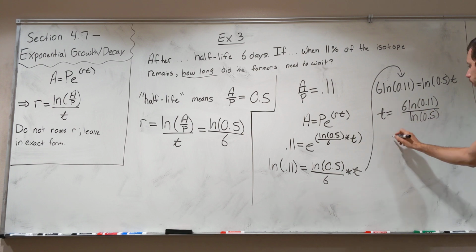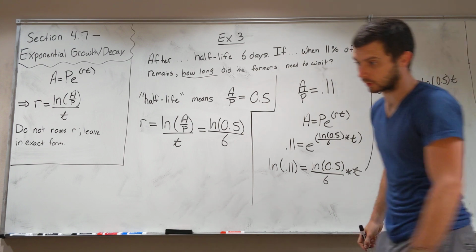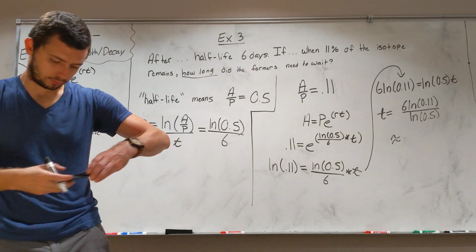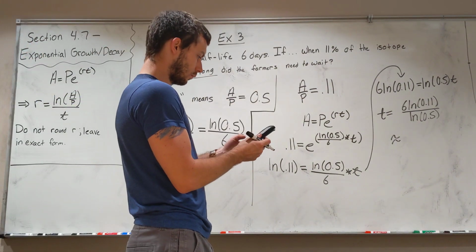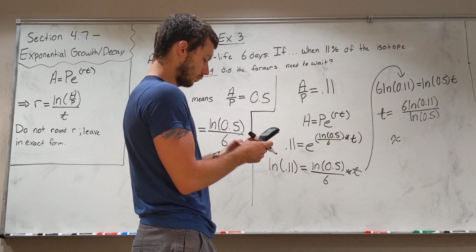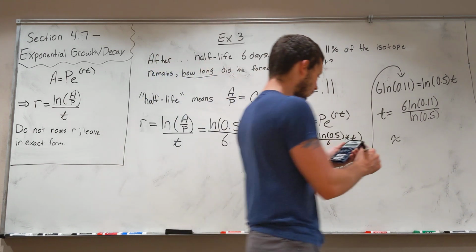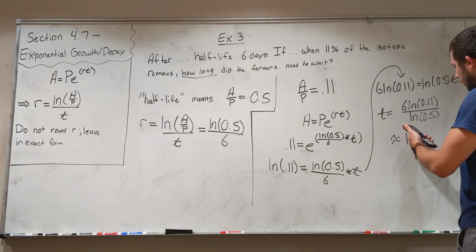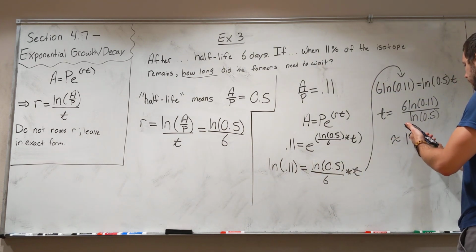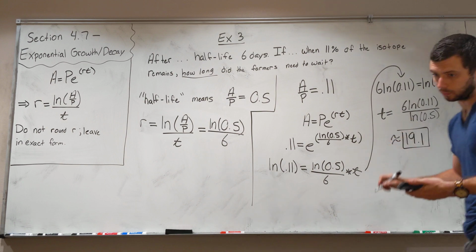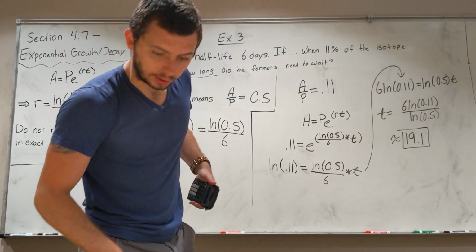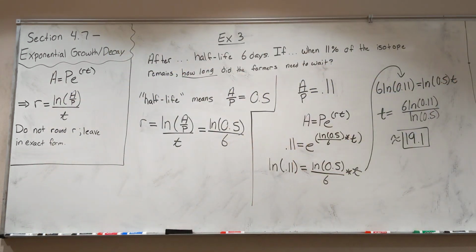And let's go ahead and put this in the calculator to see what we get. And I'm pretty sure it asked for us to round to the nearest tenth. And if so, that is 19.1. And that seems good for example 3.